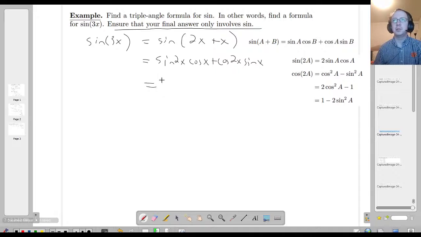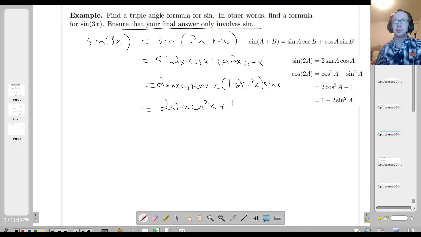Okay, sine of 2x, I'm going to write that as 2 sine x cosine x. And cosine of 2x, my goal is to eventually write everything in terms of sines, so let me just write the one that involves sine here. So let's see, I've got 2 sine x cosine squared x plus 1 sine x minus 2 sine cubed x. Now once again, my goal is to eventually have everything written just in terms of sines. That's what the problem asked for.